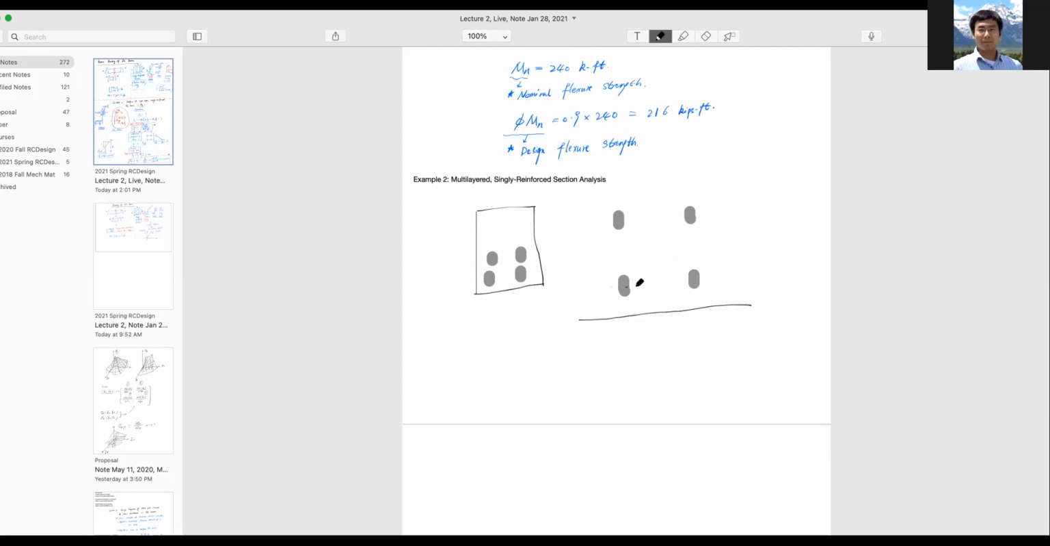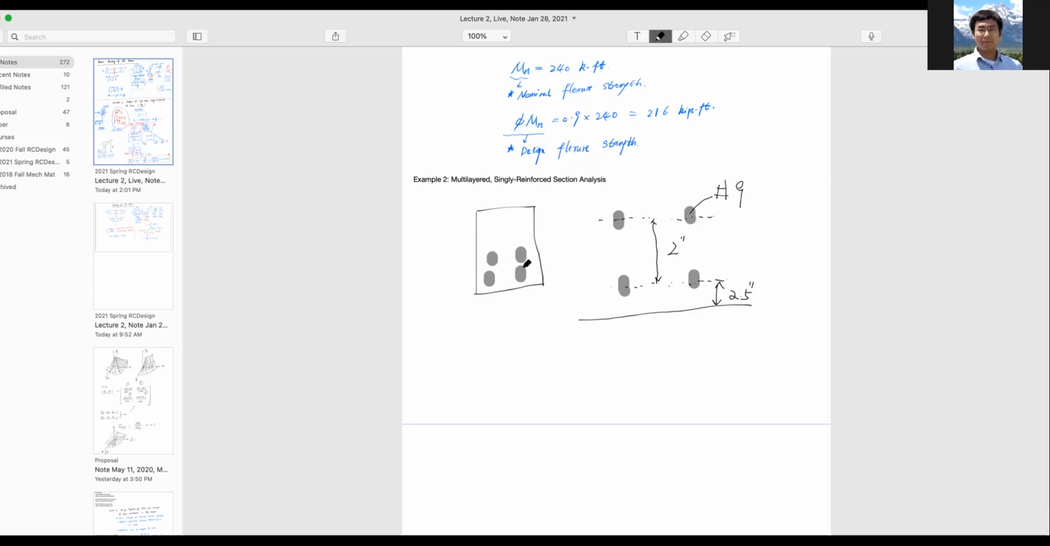Okay, and now let me draw this. This is a dashed line from the center of the bars, right? And I say if this is 2.5 inch, and assume the distance between the top row to the bottom row here is 2 inch. All right, I'm just making an assumption here, 2 inch, okay? And let's even assume these are all number 9 bars.